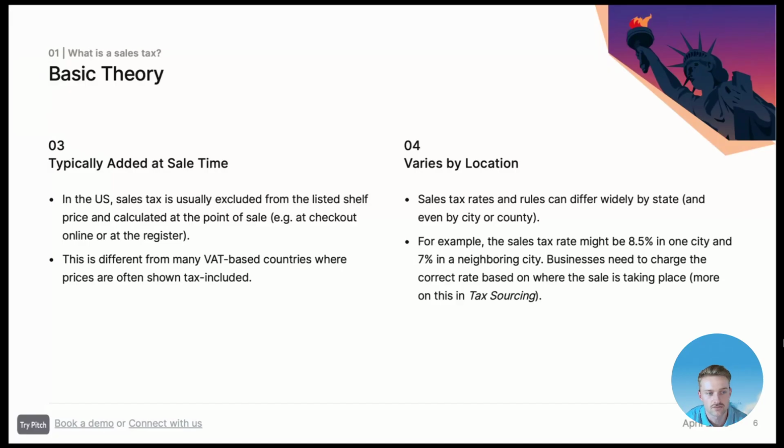I already covered point 3, which is that it's typically added at the time of a sale, which is a bit different than VAT and GST countries. And point 4 is what we'll spend most of the rest of this presentation talking about. Sales tax varies dramatically by location, and there are a lot of different jurisdictions in the US. In Commenda's database, for example, we have over 44,000 sales tax jurisdictions in the US. Jurisdictions can be as small as a single building or, in some cases, as large as an entire state. What that means is that the rates vary as well.